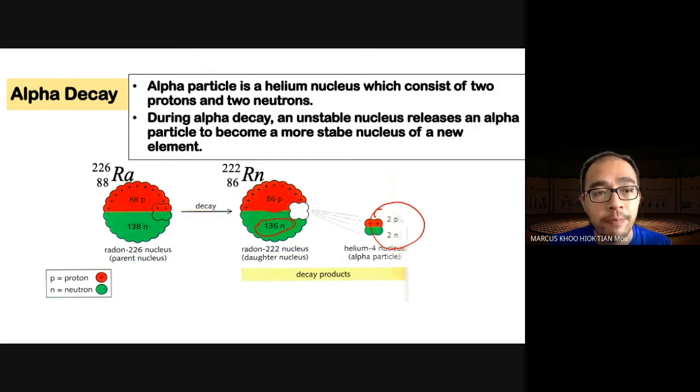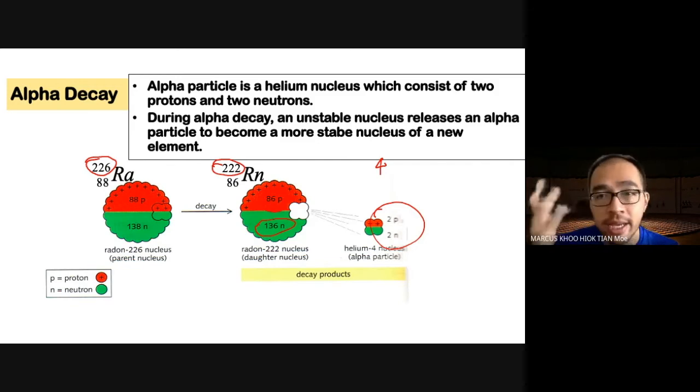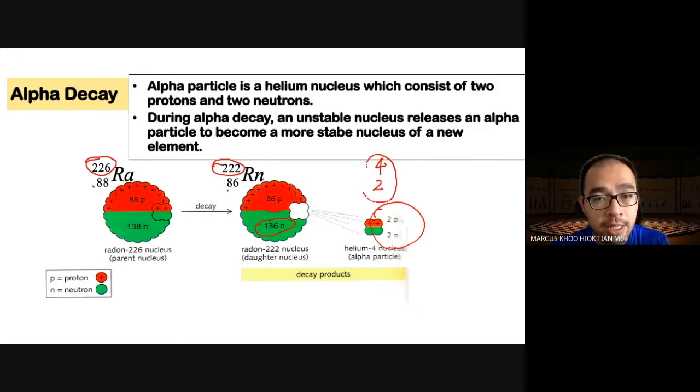Notice that the 226 has become 222, and there is a 4 over here. If you balance chemical equations, left side equals right side, so there's 4. And then this is 88, this is 86, so naturally over here is 2. And we have learned just now that 4 2 is actually the mass number and the proton number for helium, which is an alpha particle, which is a helium-4 nucleus.